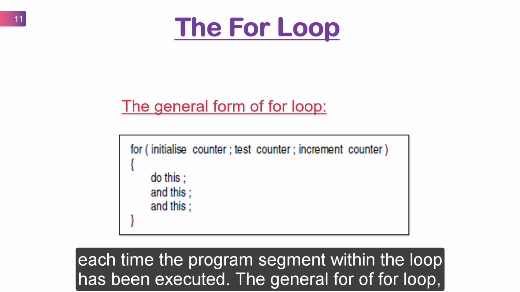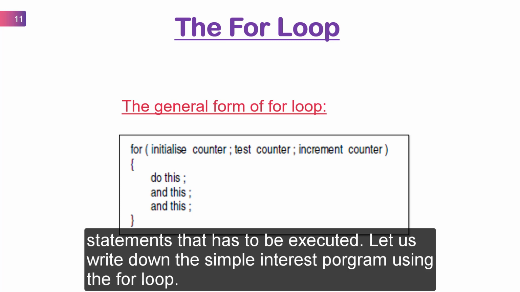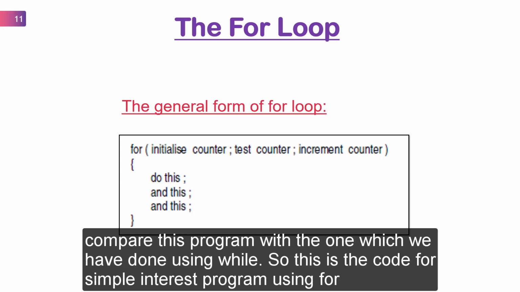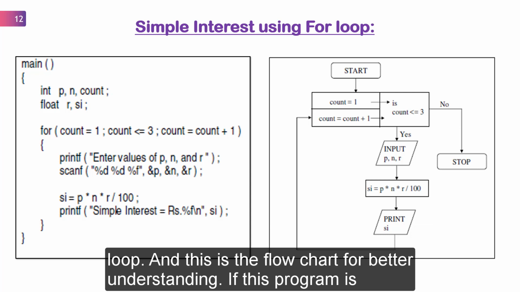The general form of for loop is for with initializing counter, test counter, and increment counter, and statements that have to be executed. Let us write down the simple interest program using the for loop. Compare this program with the one which we have done by using while. So this is the code for simple interest program using for loop, and this is the flowchart for better understanding.